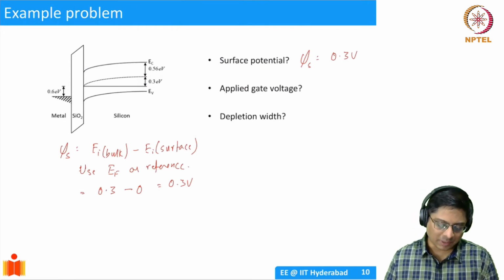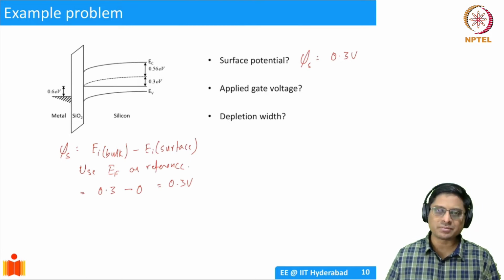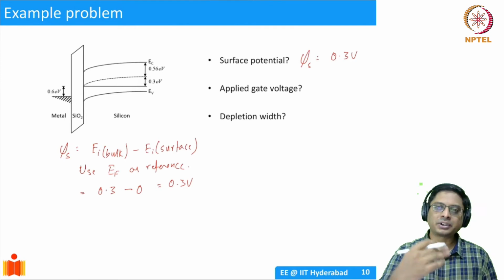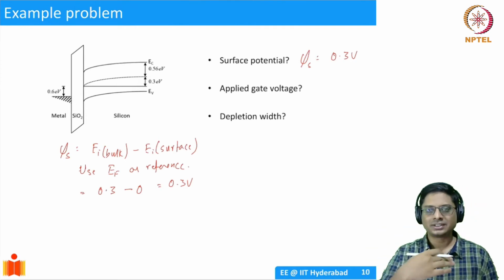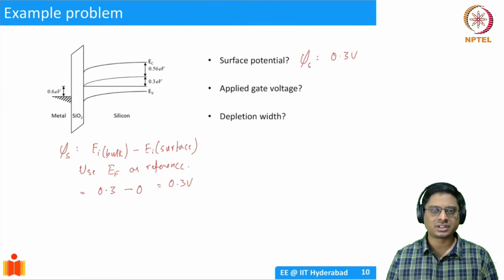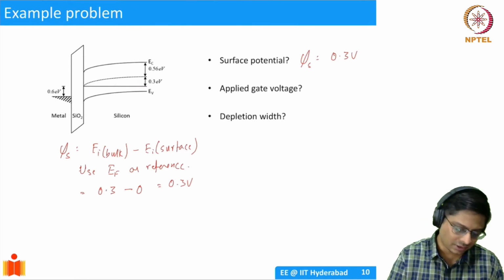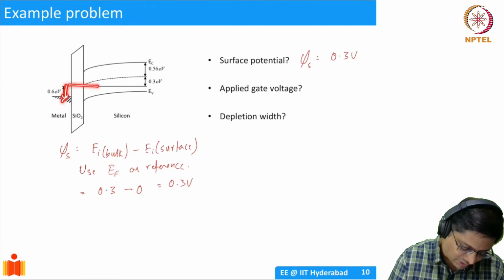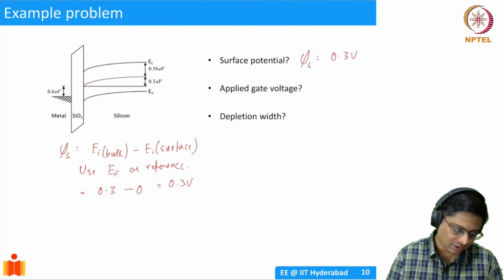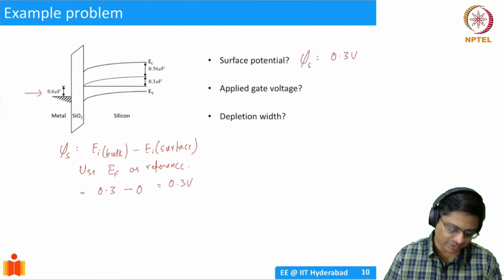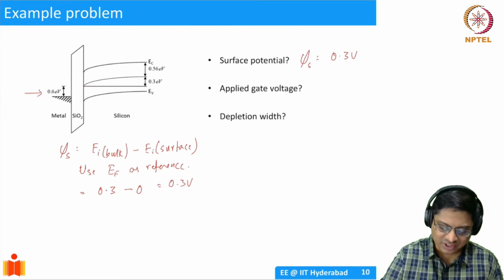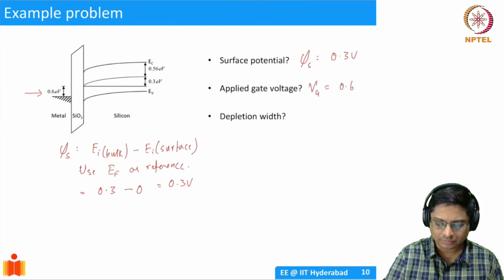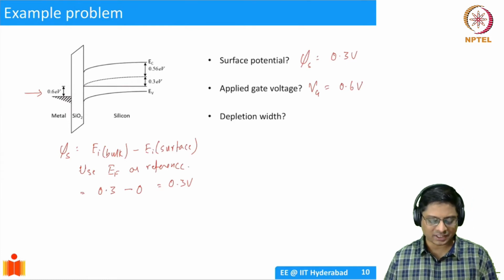Okay. What is the applied gate voltage when you look at this particular band diagram? Well, the gate voltage is simply the displacement of EF in the metal with respect to EF in the semiconductor, right? So the metal work function has been pulled down here, and this is EF in the semiconductor. The distance is 0.6. So the applied gate voltage VG must be 0.6 volts. Just from the band diagram we are assuming.